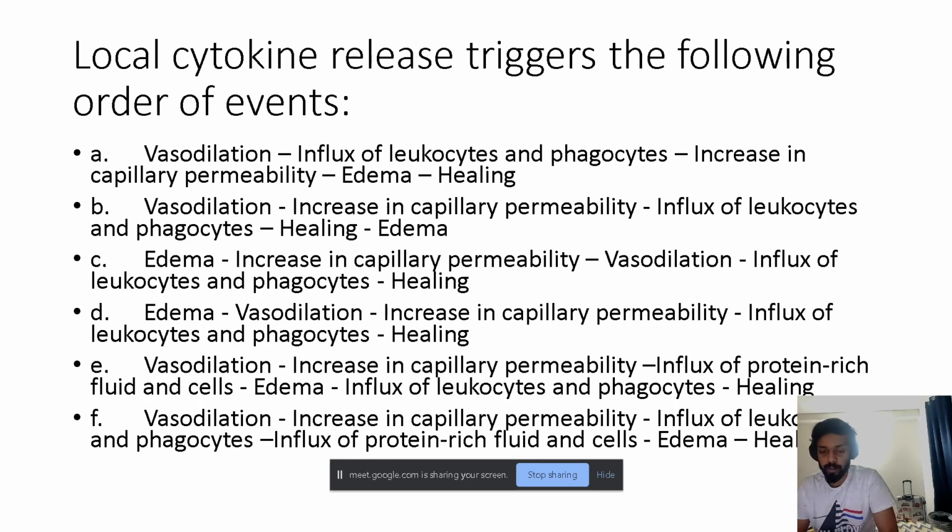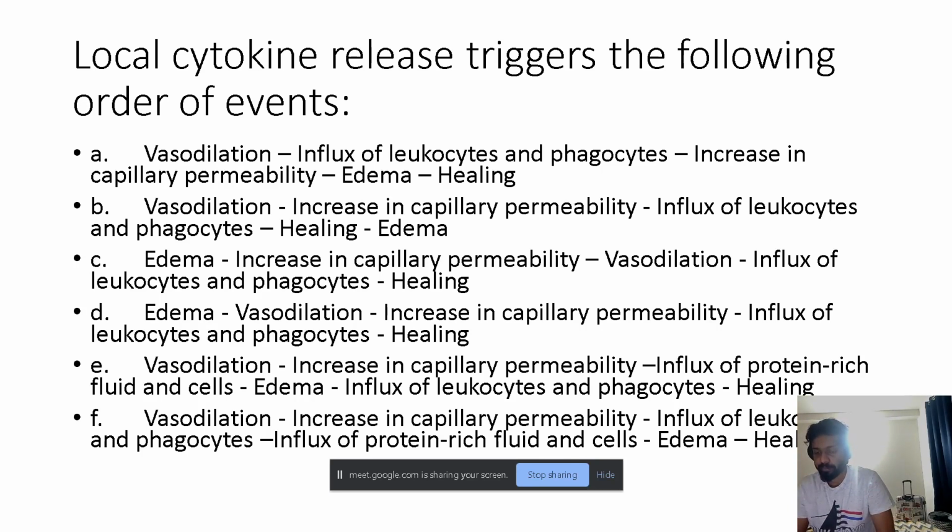Okay, which of the two do you think comes first, vasodilation or edema? Vasodilation should come first. Yeah, edema is swelling. For swelling to happen, there needs to be vasodilation and an influx of things coming into the tissue, right? So vasodilation should happen first. That rules out options C and D. Next we are looking at whether increase in capillary permeability comes first or influx of leukocytes and phagocytes comes first.